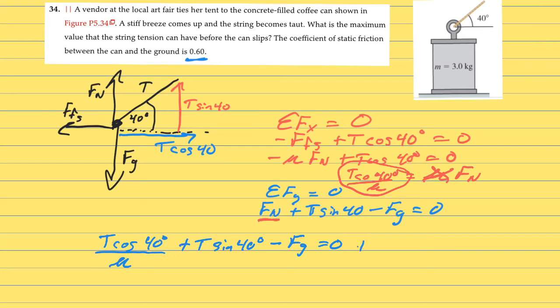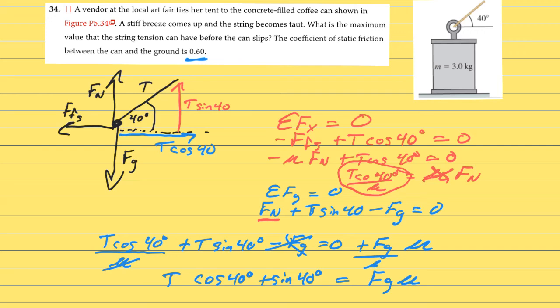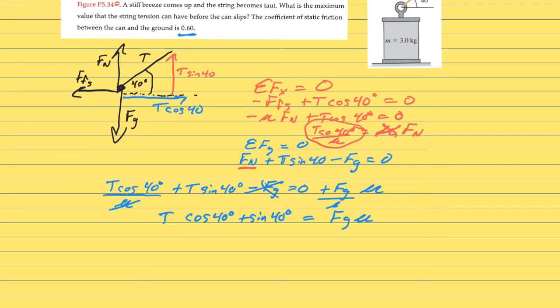I'm going to add this Fg to both sides. And I'm going to divide out, whoops, not divide out. I'm going to multiply the mu by both sides, and then I'm going to take a T out of cosine of 40 degrees plus sine of 40 degrees, and all of that is going to equal Fg times mu. How do you get T all by itself? T equals force gravity mu. I kind of lied, we did have another number up here, but force of gravity times mu divided by cosine of 40 degrees plus sine of 40 degrees.